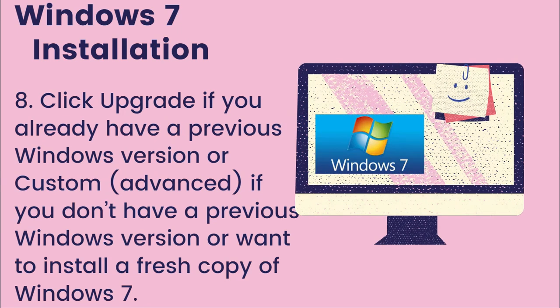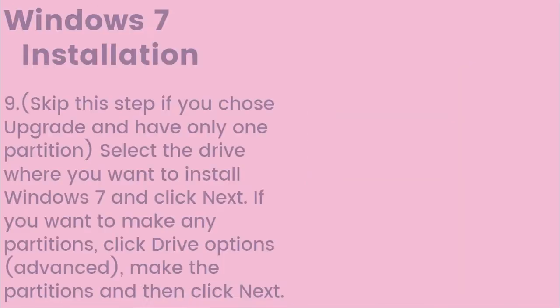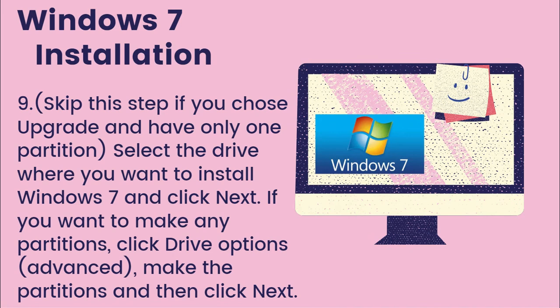Click Upgrade if you already have a previous Windows version, or Custom Advanced if you don't have a previous Windows version or want to install a fresh copy of Windows 7. Skip this step if you choose Upgrade and have only one partition. Select the drive where you want to install Windows 7 and click Next. If you want to make any partition, click Drive Options Advanced. Make the partitions and then click Next.